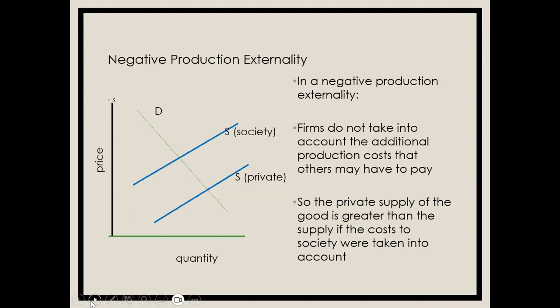And just as with externalities of consumption, we can look at the negative externality of production problem using our supply and demand diagram. So when we have a negative production externality, firms do not take into account the additional production costs that they force others to pay. So as a consequence, if we were to compare society's supply curve with the private supply curve, the private supply is greater than society's supply because society has greater costs than the private firm takes into account.